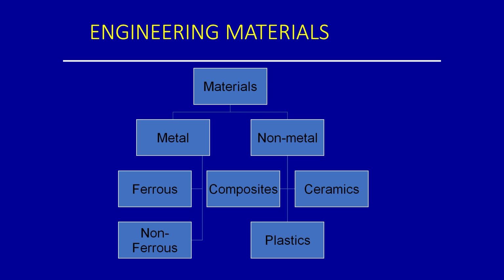Under non-metals you can have ceramics, polymers or plastics. Better to call it a polymer because plastic is a subcategory of polymer. And then you have composites, which are mixtures or other combinations of metals, ceramics, polymers. So, this is our world and we are learning about that.